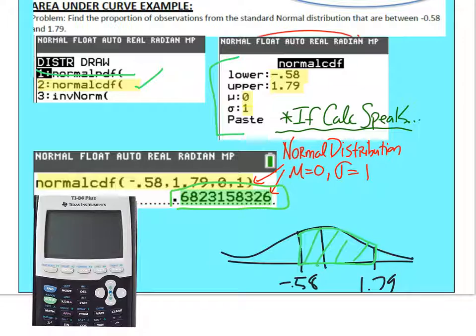Now, I will tell you, if you use the calculator method, you must write down enough information. What you must write down is this statement right here.